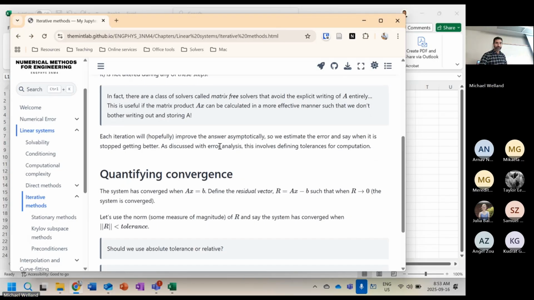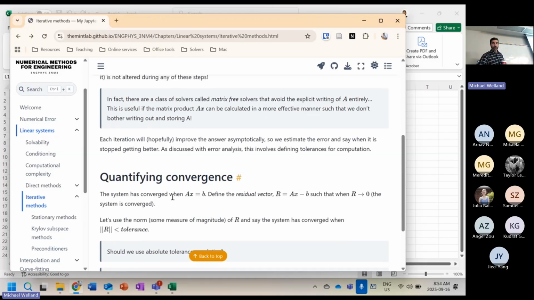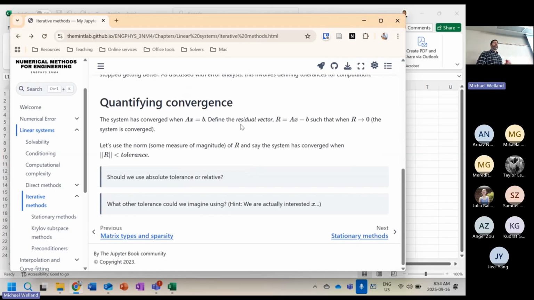Okay. Each iteration will hopefully converge towards a solution asymptotically. You will never get the right solution. You will only ever be good enough. Again, we're coming down to the idea of tolerance. Well, we'll talk about it in a second, actually. I won't spoil that one. Okay. How do we quantify convergence? How do we know when we're good enough?